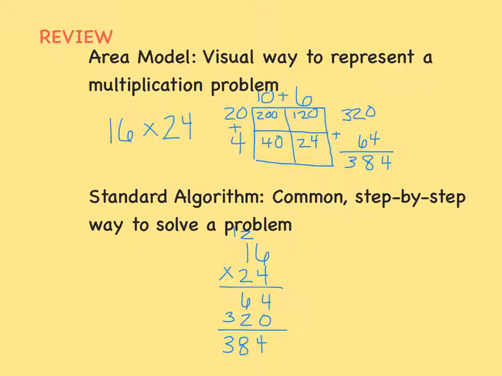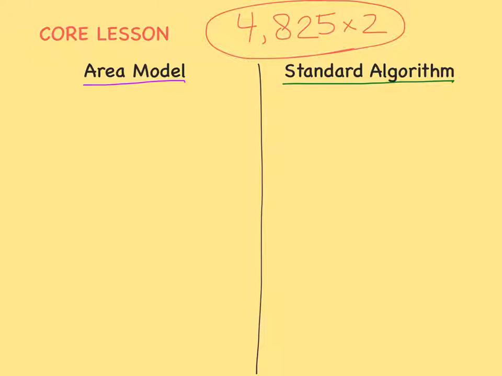A standard algorithm is a common step-by-step way to solve a problem, often quicker than other methods. No matter which method you use, your answer should be the same. Let's say we wanted to multiply 4,825 times 2. Let's solve using the area model first.